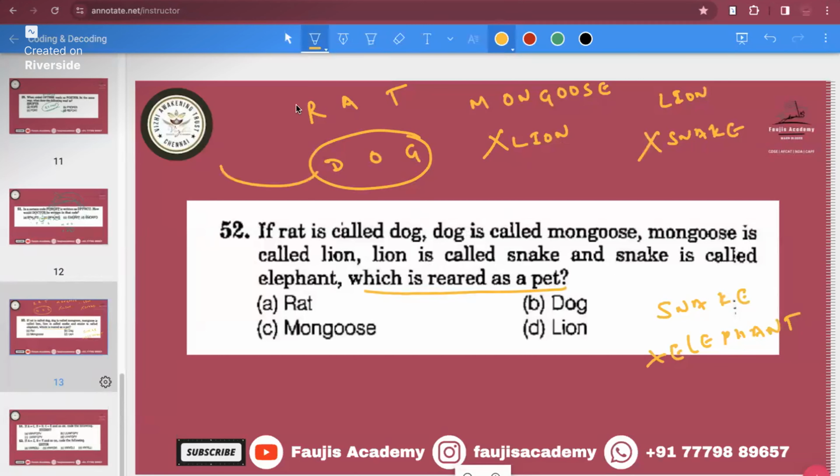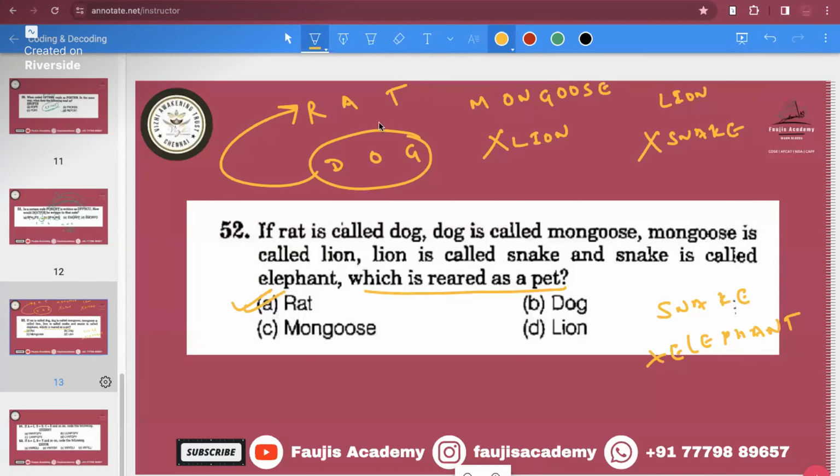And dog is coded as what? Rat. So, which one is your answer? Dog or rat? Rat. Sir, there is some error. Option C, sir. Rat is called dog. The dog is called mongoose. So mongoose is the answer.